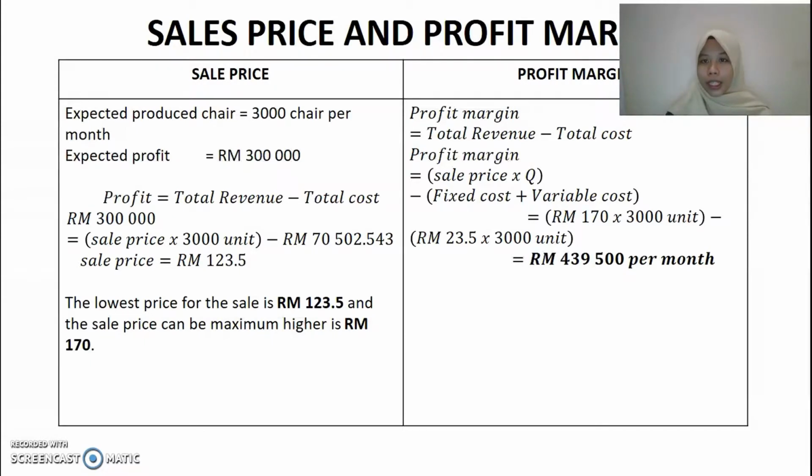So the profit margin for our project, as you can see in the table beside, we use the same formula, which is total revenue minus total cost. But the difference is the sale price times quantity minus fixed cost plus variable cost, which gives the profit margin for each month of 439,500 ringgit Malaysia.